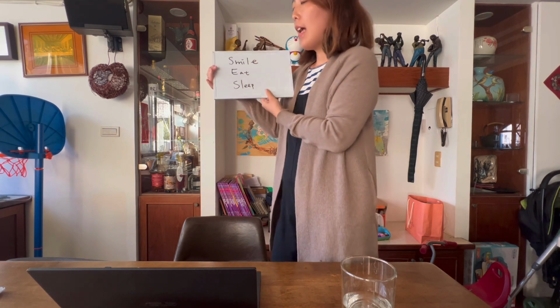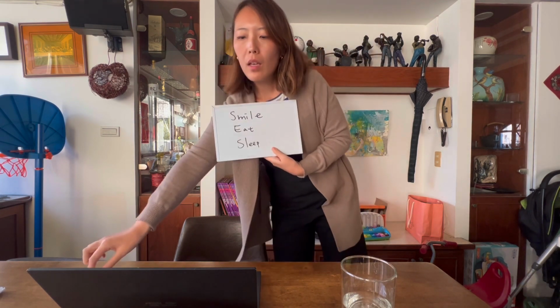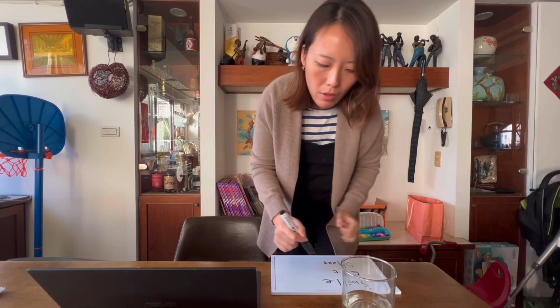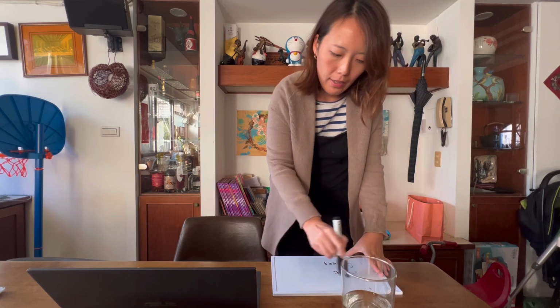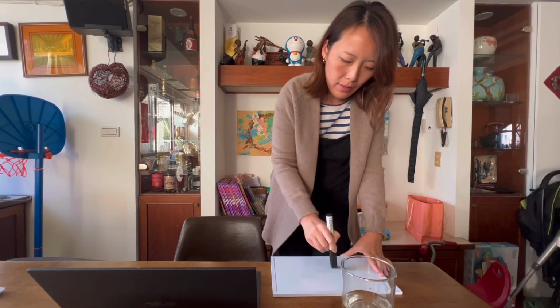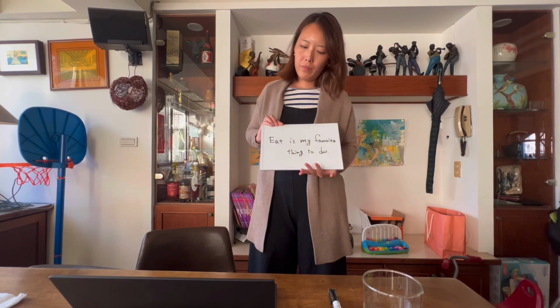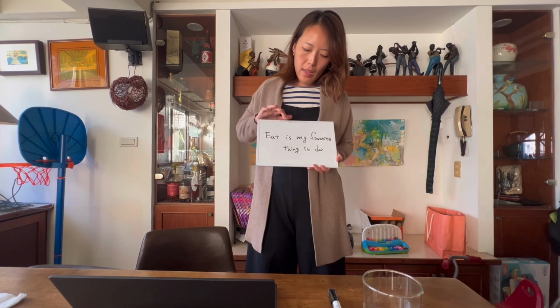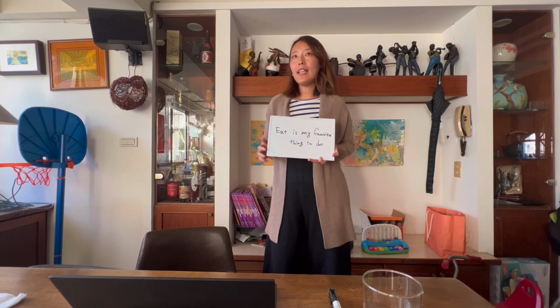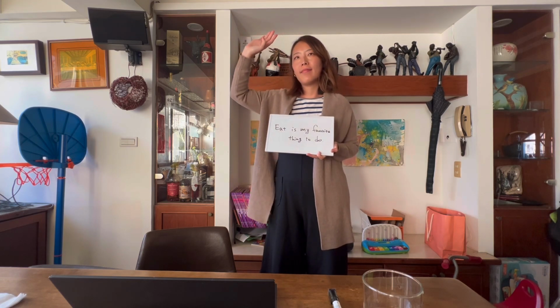Okay, so let's look at some of the sentences I have here for you. I am going to make a sentence here and then you can tell me if you think it is correct or not. Okay, so here is my sentence. Eat is my favorite thing to do. Okay, whose favorite thing to do is eat? Okay, me. Definitely me.